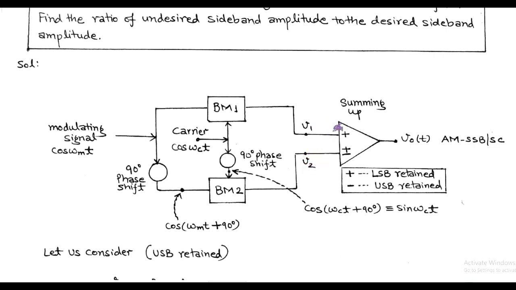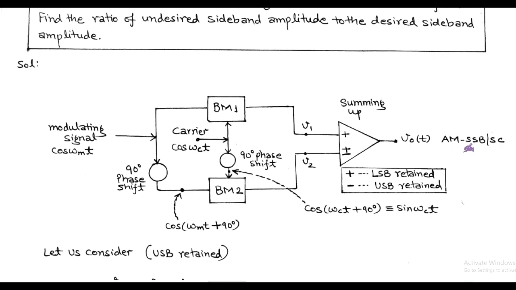These output signals are added using a summer. And in order to get single sideband, we take a positive sign with respect to V2 for LSB retained and a negative sign with respect to V2 for USB retained. And we get an output corresponding to amplitude modulation single sideband suppressed carrier.